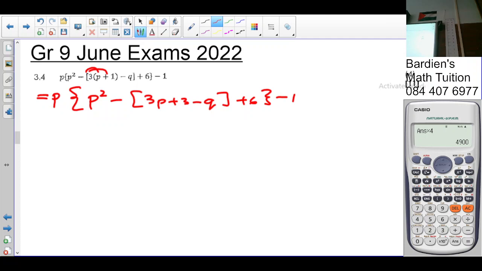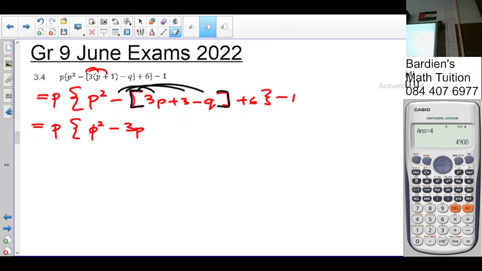So now the innermost bracket is the square bracket. We multiply that in with the negative sign. It's going to give us p squiggle bracket, p squared minus 3p minus 3 plus q plus 6, squiggle bracket, minus 1.